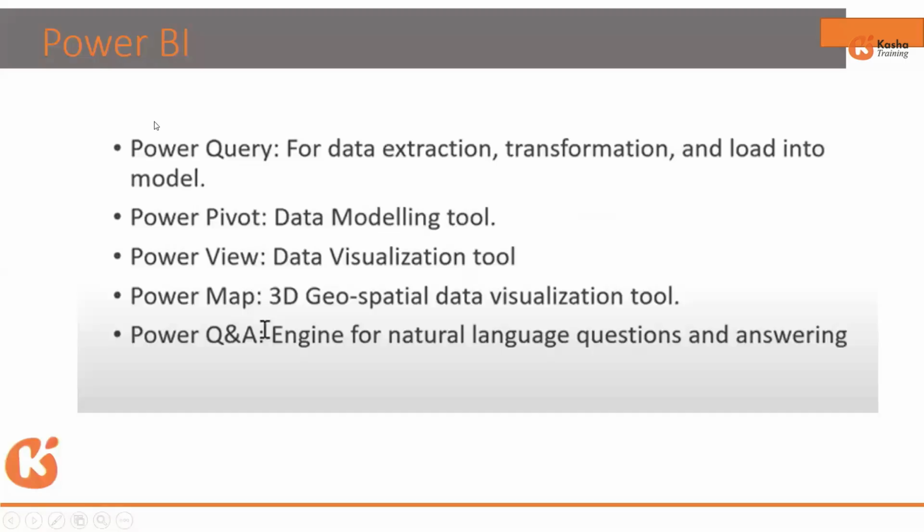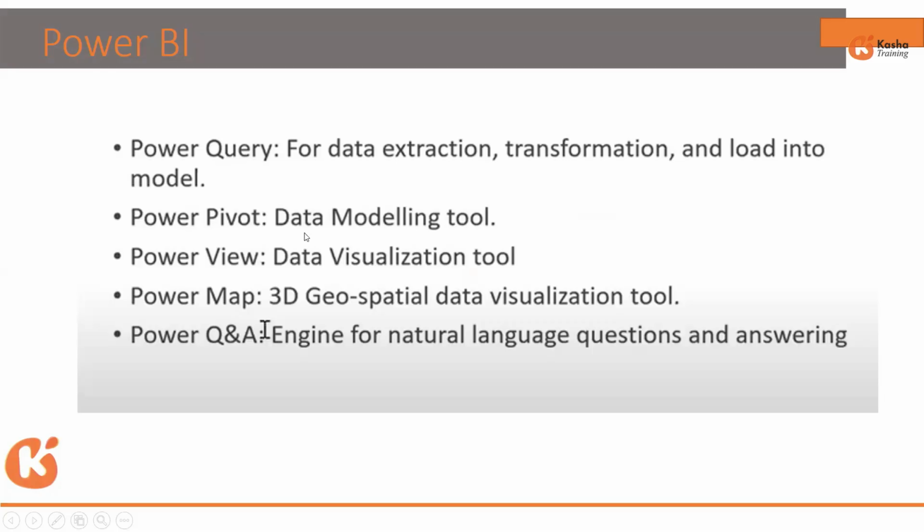Okay, so in Power BI, I already told you we have four topics: Power Query, Power Pivot, Power View and Power Map, and Power Question and Answers. In Power Query, we can do data extraction, transformation and loading into the model. That means we need to clean the data. Suppose we have to remove some unwanted columns. Here in Power Query, you can do that transformation, adding a new column and splitting a column. I'll tell you how to do all those things in Power Query.